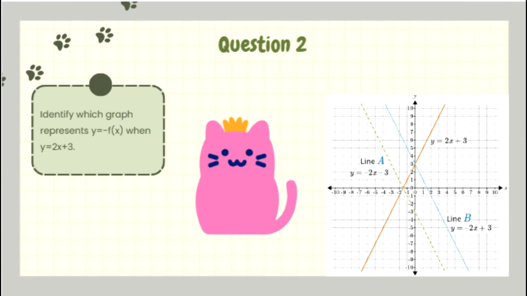Here's question 2. This one's all you. Identify which graph represents y equals negative f of x when y equals 2x plus 3. So this is our original line, this orange one. Which one of these is the reflection over the x-axis? Oh, the negative reflection. Oh my goodness. Pause it. See if you can figure it out. They haven't showed us one like this yet.